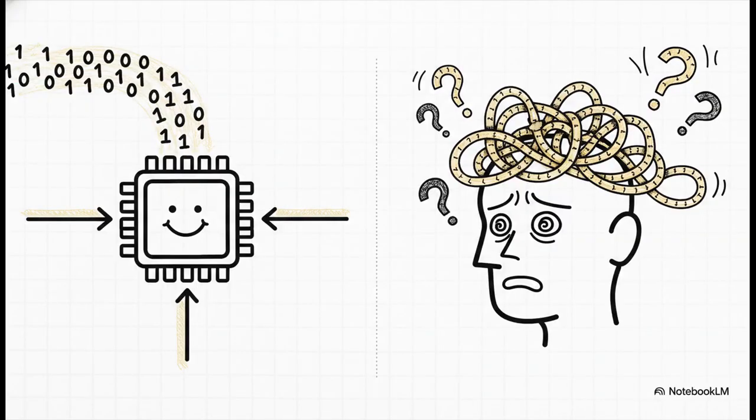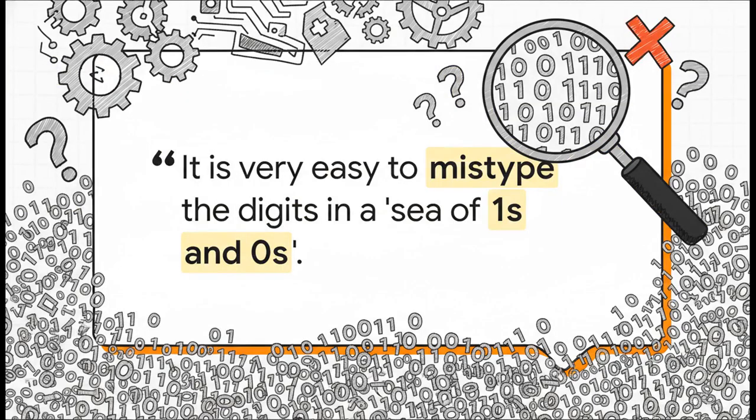Okay, so this system is perfect for a computer. It's all it knows. But for us, for humans, it's kind of a nightmare. I mean, it's just so long. Just look at that string of 1s and 0s. Can you imagine trying to type that out without making a single mistake? No way. It would be a total disaster.